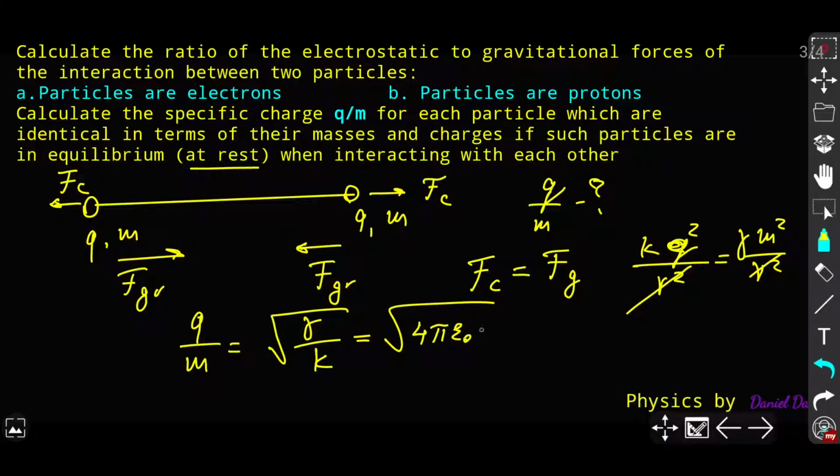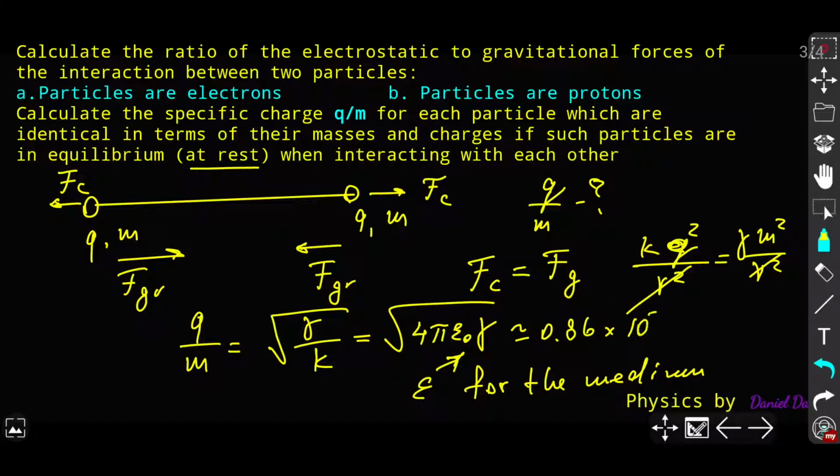In case of a medium, you just need to add the electric permittivity of this medium, right? So epsilon for the medium. Right now we're considering vacuum. Okay, so if we calculate that, if we plug in all the constants, we'll get around 0.86 times 10 to the negative 10. So it's going to be coulombs per kilogram. So that's going to be the ratio.